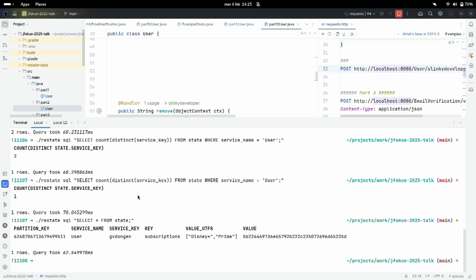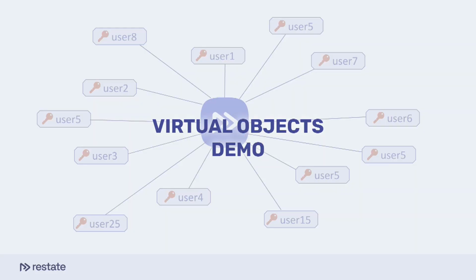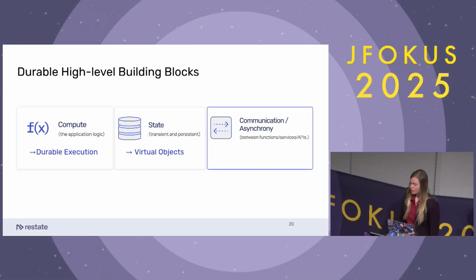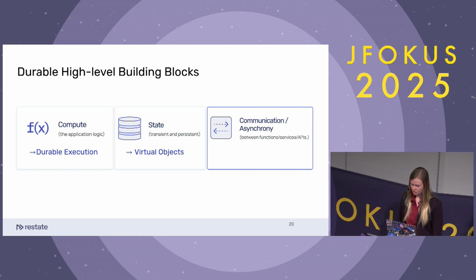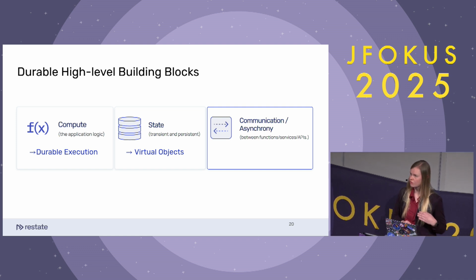So yeah, let's see the last part. Until now, everything we talked about was within the scope of a single service. So the compute was within a single handler, let's say. State was data shared across handlers. But now let's have a look at everything that exceeds that scope. So any type of communication between services.